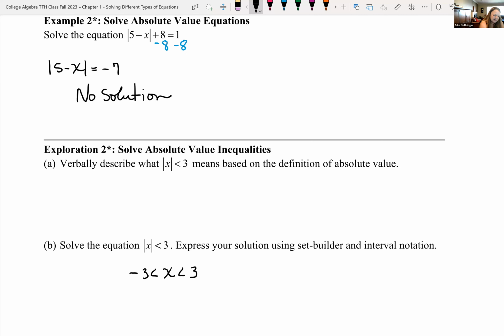Our set builder notation is the set, curly bracket x, vertical line, such that x is between -3 and 3. In interval notation, I have a parentheses, -3, comma 3.